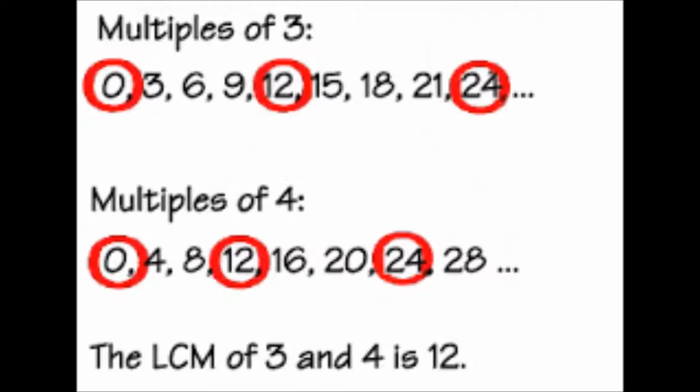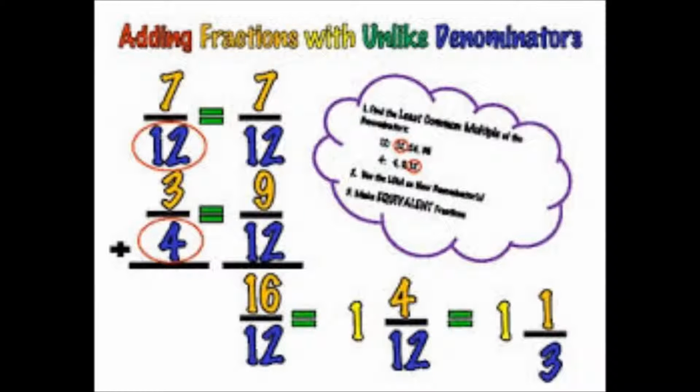Let's find out how to find the least common denominator by finding the multiples of 3 and 4. As you can see, 12 is the smallest number 3 and 4 have in common. It will be used as the least common denominator.